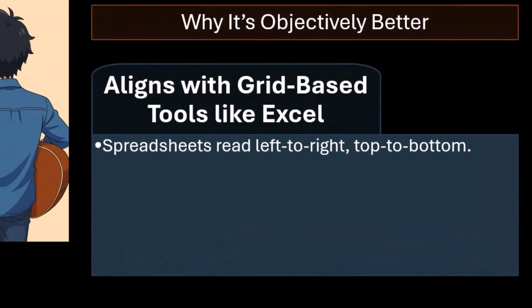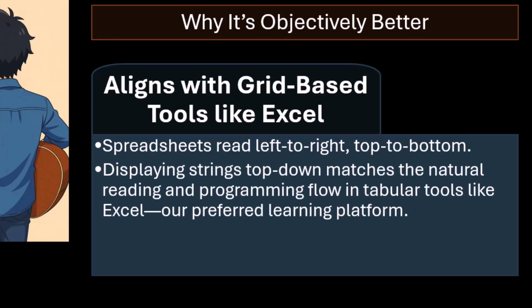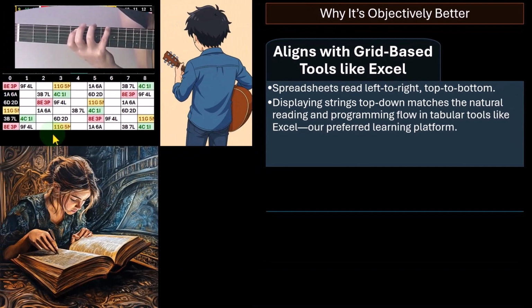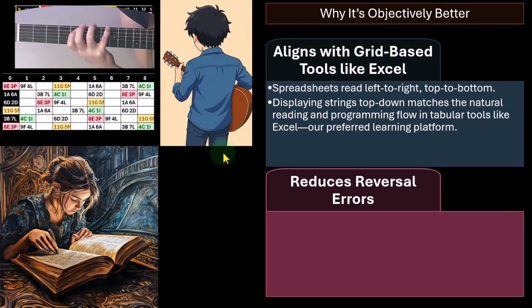Spreadsheets read left to right, top to bottom. So when we line it up to the spreadsheet, which we'll talk more about later, then it just lines up perfectly on top of a spreadsheet. But again, we want to put the low or heavy string on top within the spreadsheet as well. Displaying strings top down matches the natural reading and programming flow in tablature tools like Excel. So obviously we usually read top down, left to right, so it would be nice to have it in that directionality.